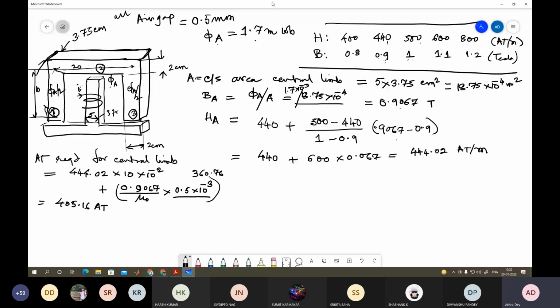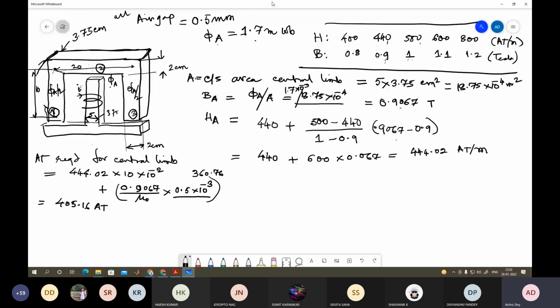So what is your B in that case? B is equal to 1.7 by 2 into 10 to the power minus 3 divided by 7.5 into 10 to the power minus 4, and that came as 1.133 Tesla. So if you find this B, then again from the table you can find out what is your H.